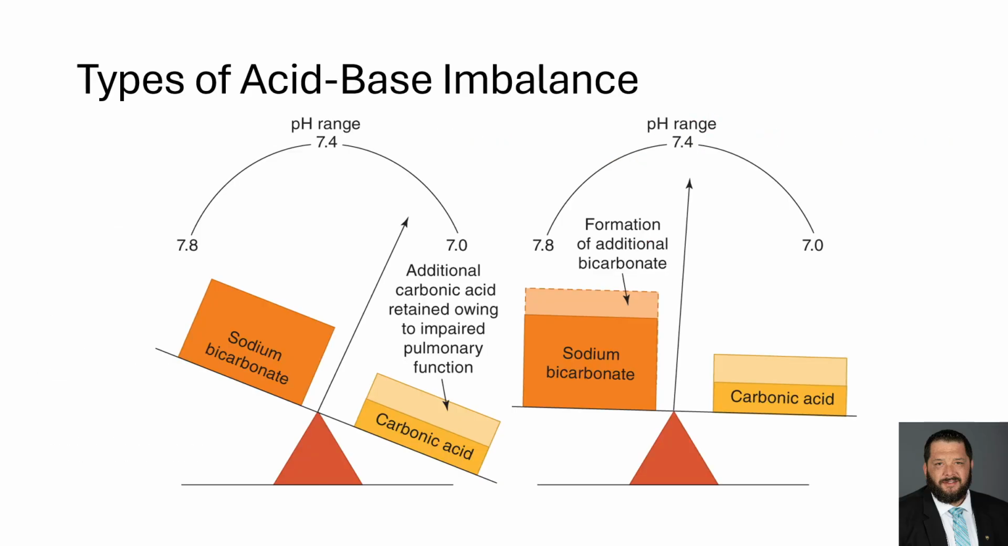Another way to look at the homeostatic pendulum, if you will, for pH in the body is that the normal pH range is 7.35 to 7.45. And in a state where there's additional carbonic acid retained, and this would be a state where a patient is not ventilating adequately or can't ventilate adequately, the formation of additional bicarbonate ions helps shift that pH back to its normal state.